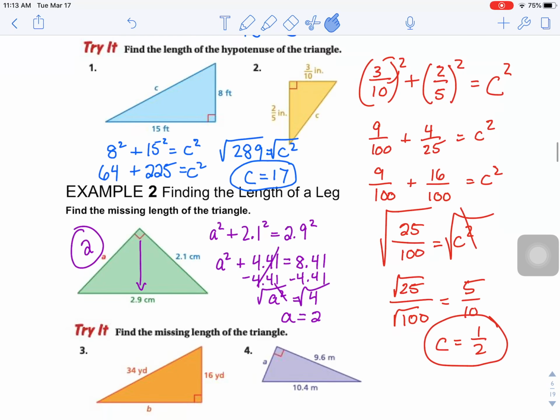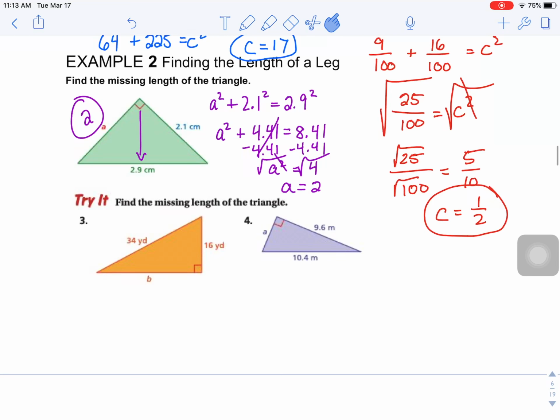Again, a good way to check your work is you know that the hypotenuse should be the longest side. So if you plug them in the wrong spot, and the side length is longer than the hypotenuse, then you know you plugged your pieces in the wrong order.